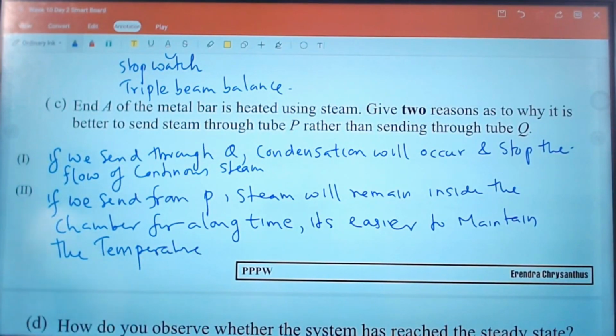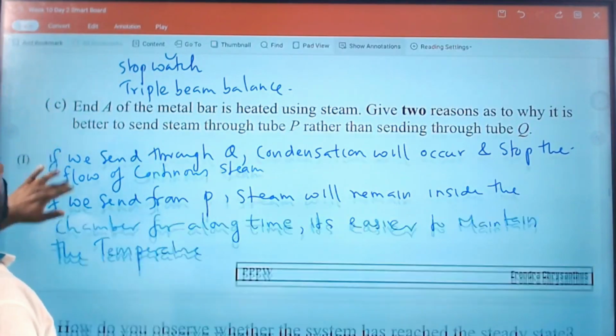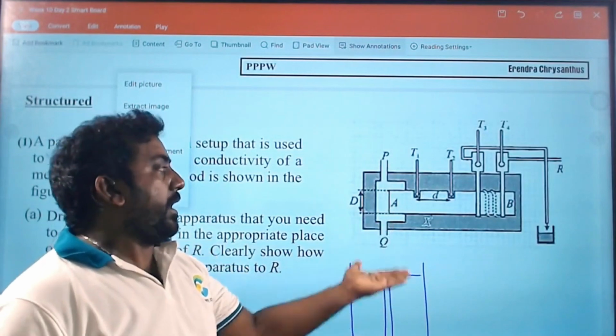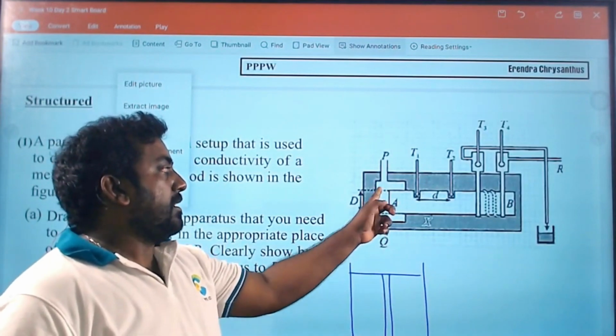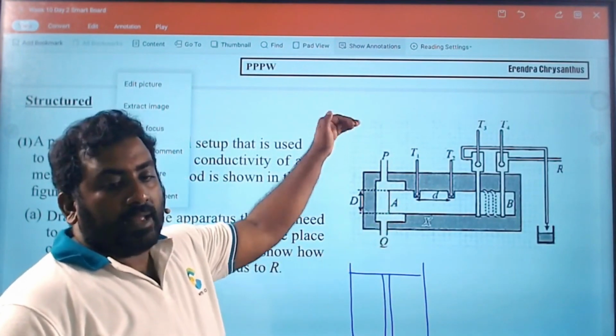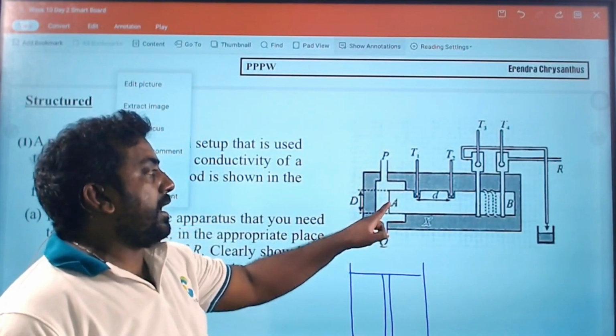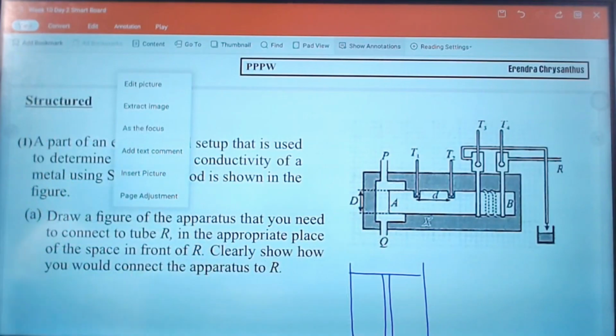So if I send through Q, if I send through the bottom, what will happen? Condensation will occur and block the flow of steam. So I can't maintain this at 100. But if I send steam from the top, steam will remain in this chamber for a long time. So this can be maintained at 100 degrees Celsius.